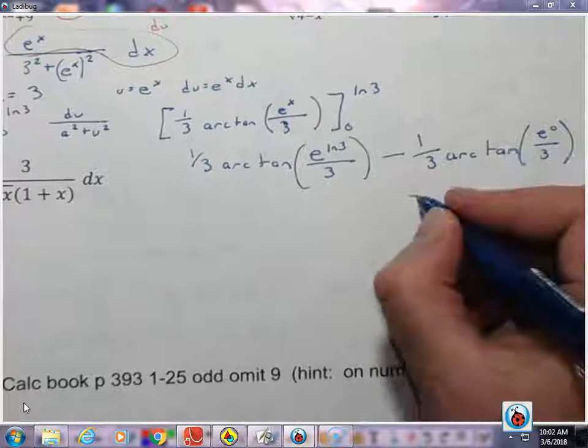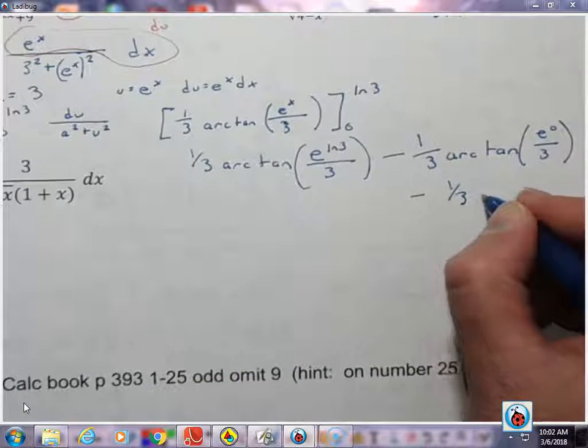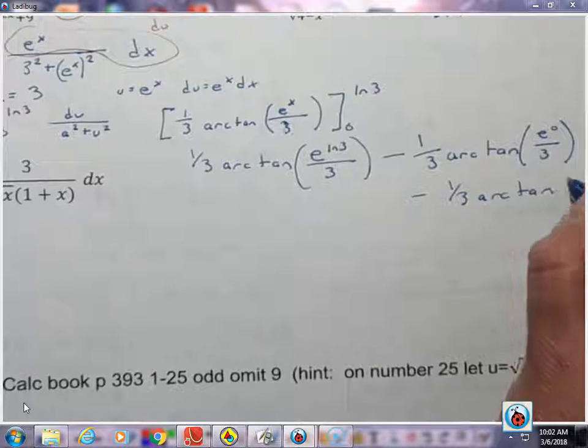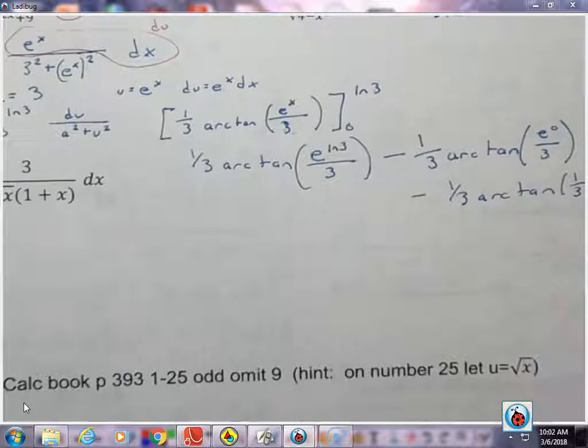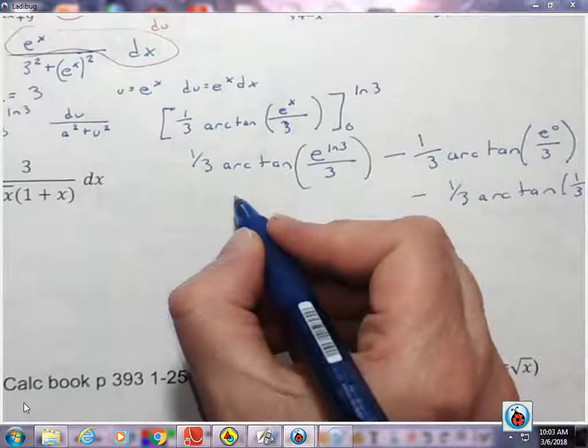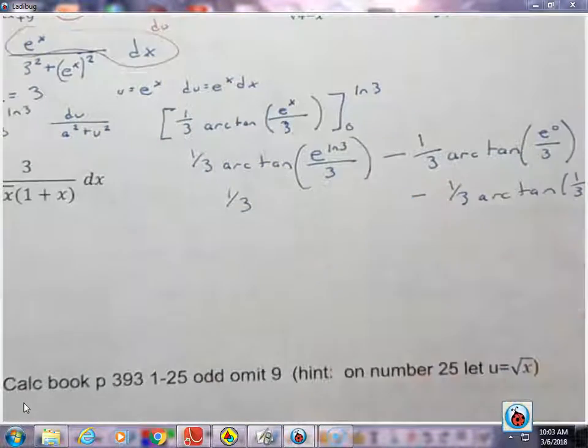So the question is, is that just 1/3? Yes, it is. And actually, arctan of 1/3 I can't do anything with. What I mean by that is it's not a unit circle value. So I can find the angle whose tangent is 1/3, but I would have to do it with a calculator, so I'm going to leave it just like that. Whereas this one's going to turn into something I know.